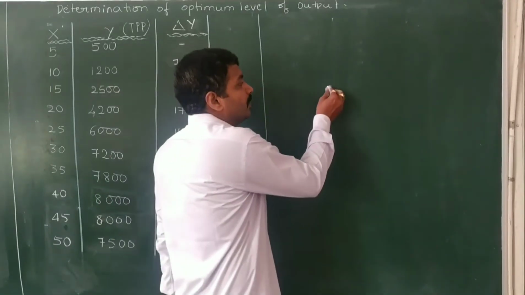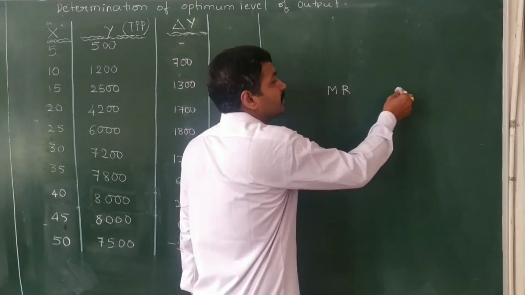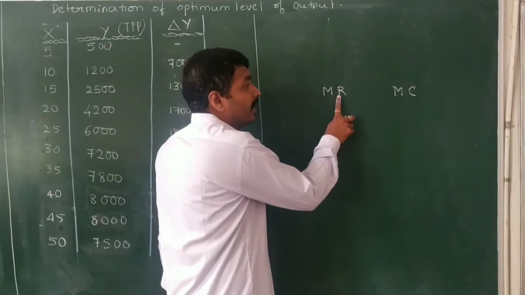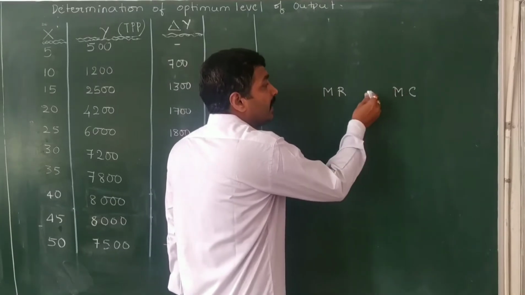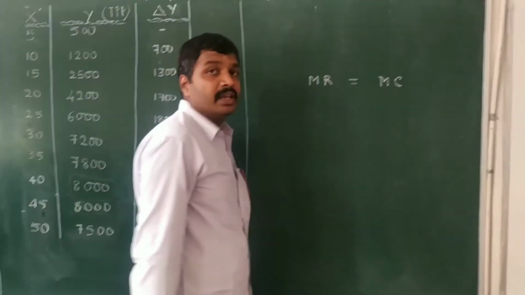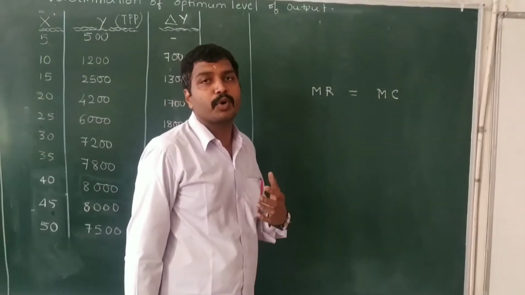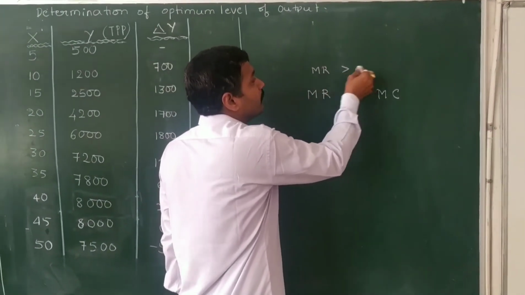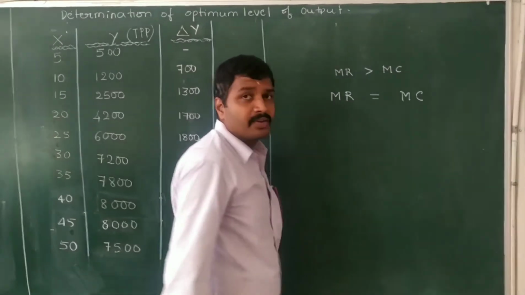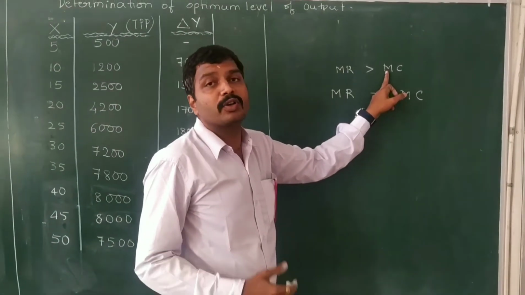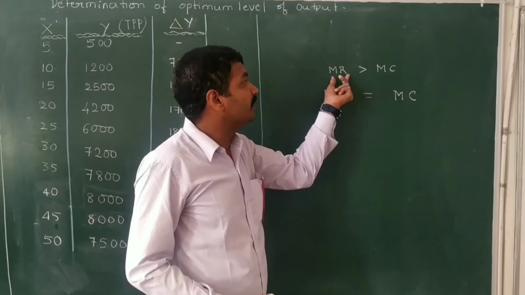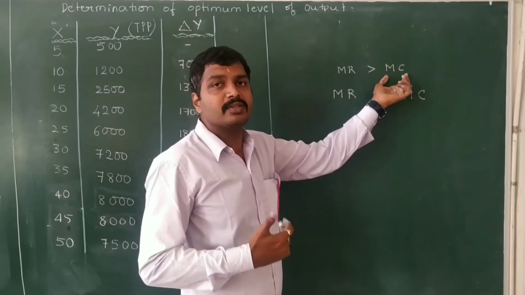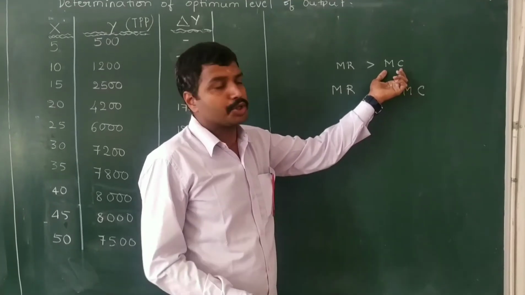Okay, so the condition is we consider a particular criteria wherein we consider MR and MC. If MR is equal to MC, then we say that that level of output production used to be optimum. If MR used to be more than MC, we say that it used to be a sort of underproduction, because here additional returns used to be more than additional cost. So still there is scope for farmer to continue production of output.